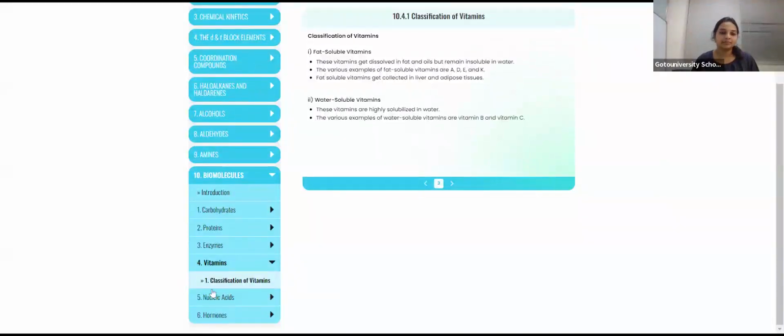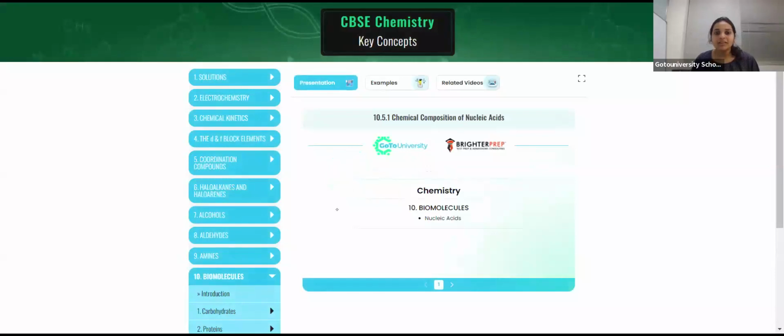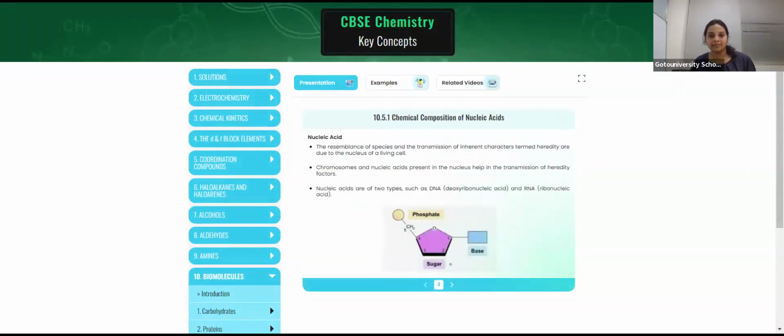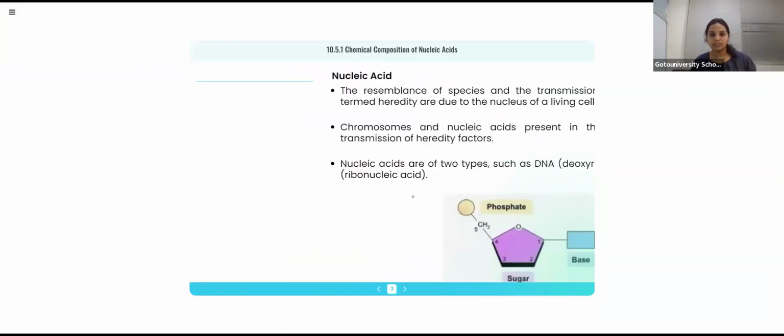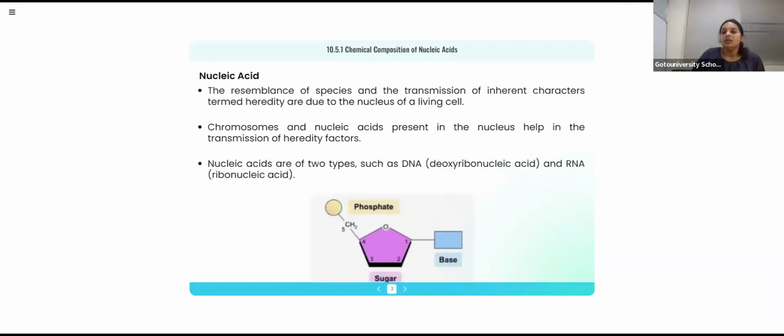Nucleic acids. Okay, what are nucleic acids? What is the function of nucleic acid? Coming to the topic, nucleic acid. You studied about DNA and RNA, right? What is the function of DNA? What is the function of RNA? Or what are they made up of? All of them you studied in the lower classes, right? So we are moving to nucleic acids.